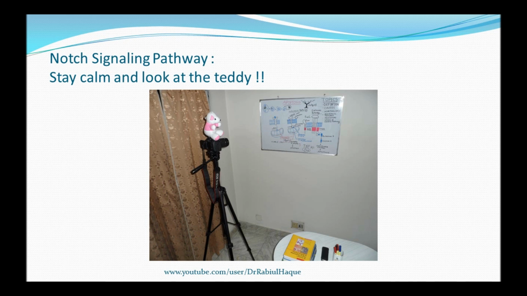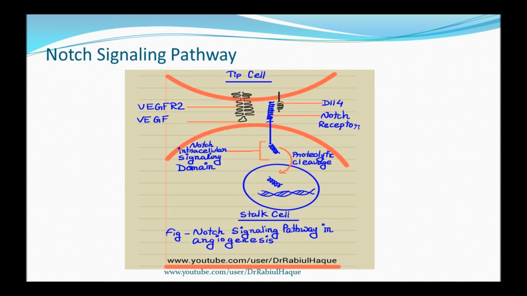What is the role of the notch signaling pathway in angiogenesis? In order to answer that, first you have to ask a question. Recall from my previous discussion about the steps of angiogenesis that during angiogenesis a lot of things are happening. Still, the newly formed blood vessels are able to maintain a perfect pattern of blood vessels, and this is achieved by the notch pathway.